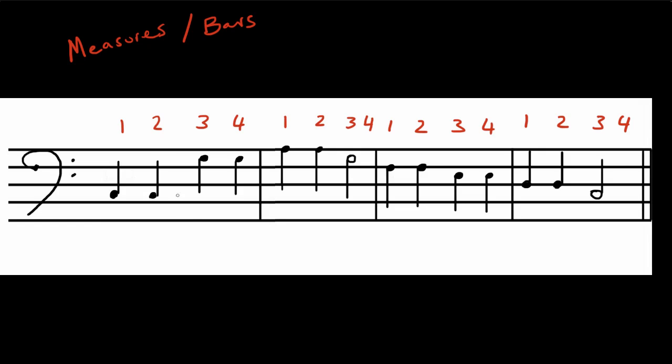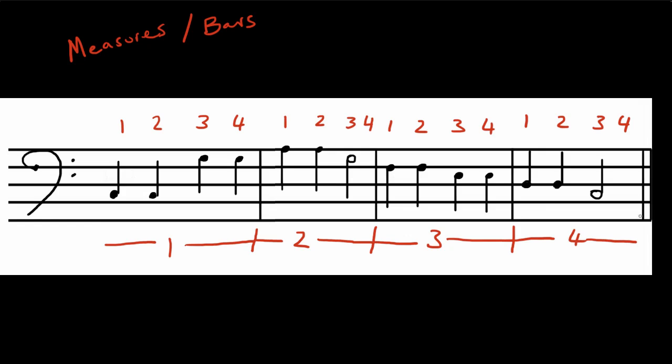And that's exactly what we've got here. So here's our first measure, and this first measure takes in everything from the start of the melody up until this first horizontal line, and it's 4 beats in total. And here's the second measure, or the second bar. And here's the third measure, or the third bar. And finally, the fourth measure, or the fourth bar.